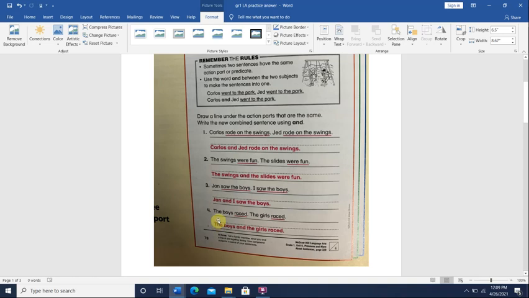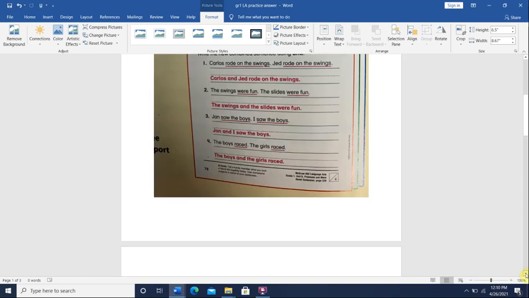Number 4, the boys raced, the girls raced. Here the predicate or the action is raced. Okay, the action part is raced, underline, and here raced we underline. How can we combine? The boys and the girls raced. Okay, so in the first video we learned how to combine using the word and, and this is the same practice. Okay, I hope it was pretty easy for you.